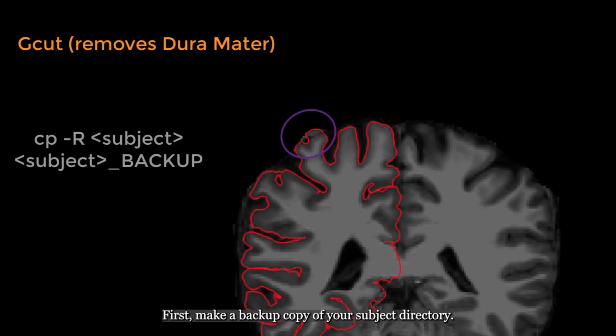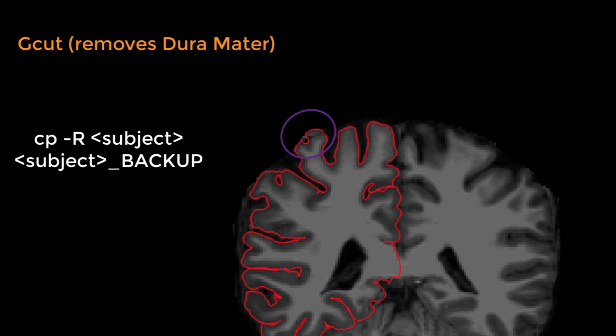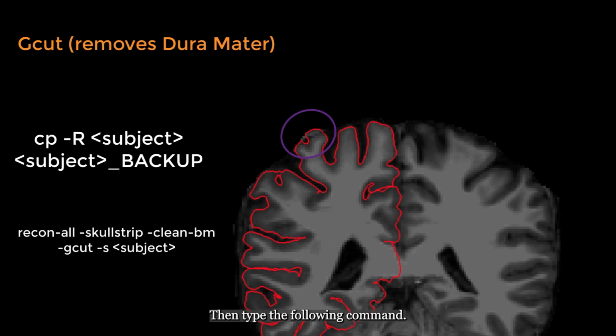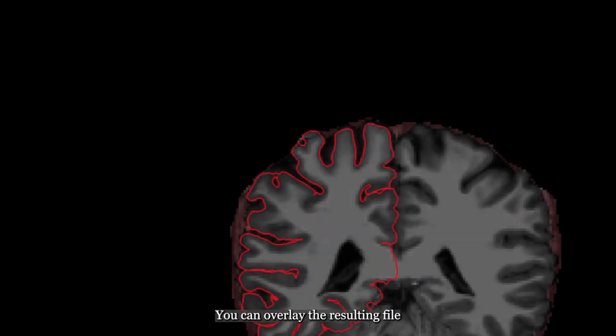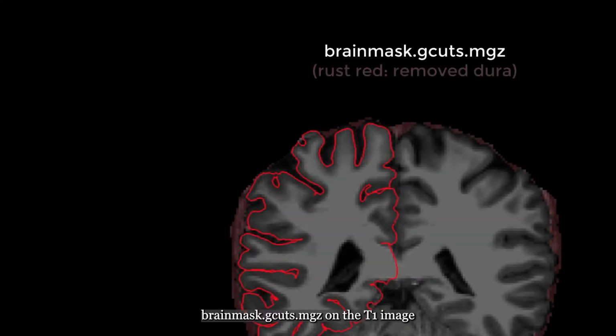First, make a backup copy of your subject directory. Then type the following command. It should take about a minute. You can overlay the resulting file, brainmask.gcuts.mgz, on the T1 image and the peel surface to see where the dura was removed.